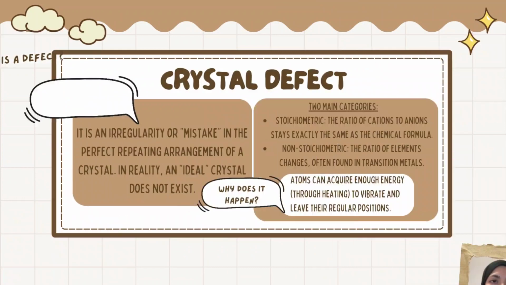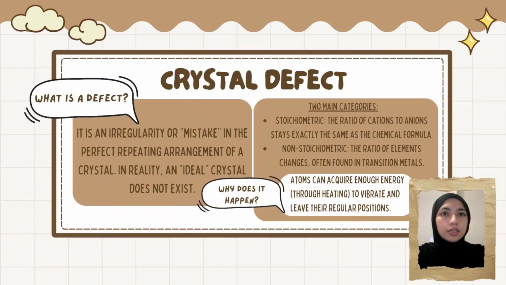Up until now, we have discussed crystalline solids as if they are perfect infinite patterns. However, in the real world, a perfect crystal is actually a theoretical idea, which means it doesn't exist. In practice, all crystals contain imperfections, which we call crystal defects. Now, why do these defects matter? They are not just mistakes, they are actually what give materials their specific properties.